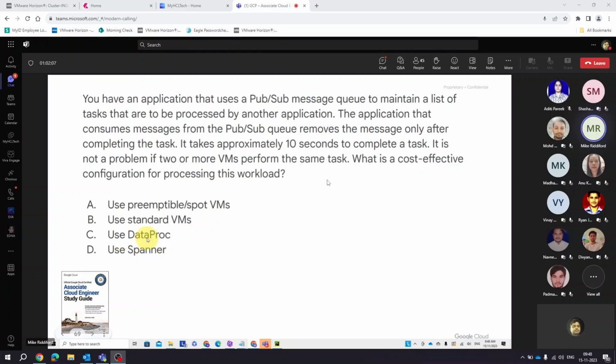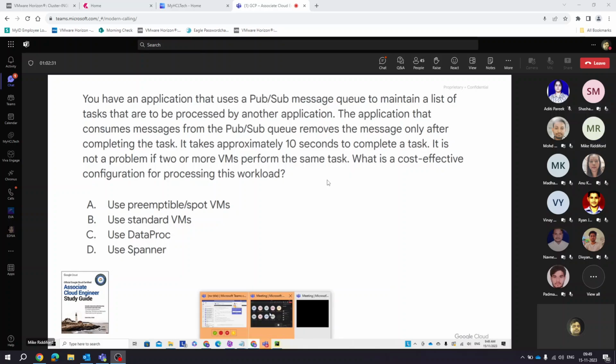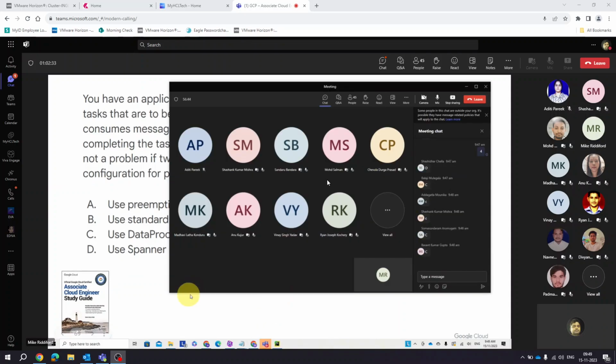And Dataproc also, well, I guess it's a compute option. So it's A, B, or C. What do you think? But again, think about cost effective. And also think about why they are telling me it takes 10 seconds to complete the task. Maybe use preemptible or spot VMs.